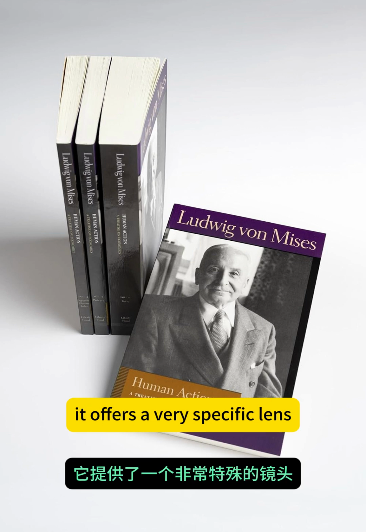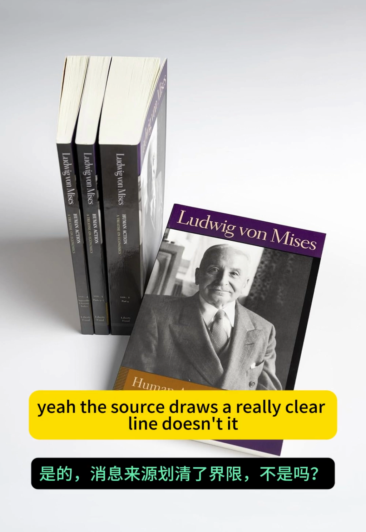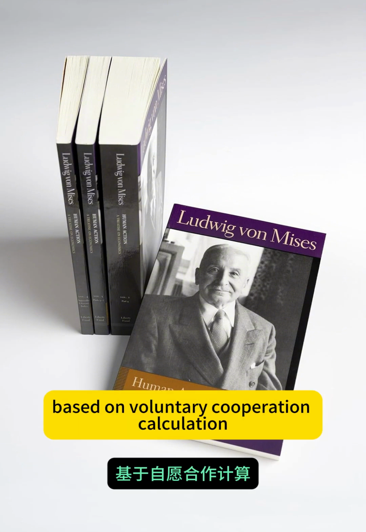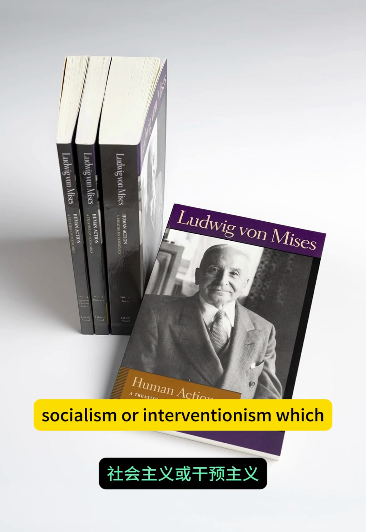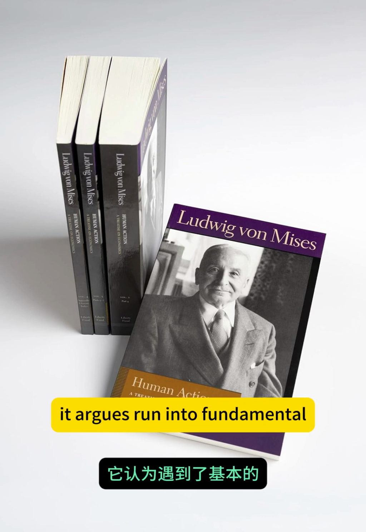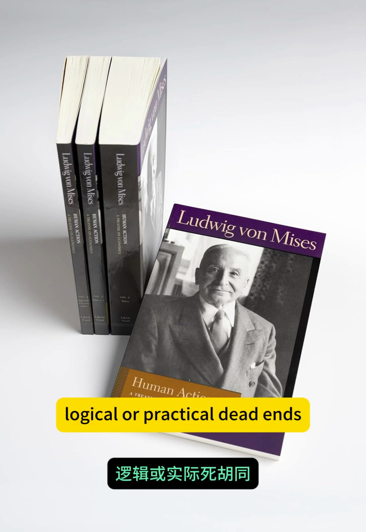It offers a very specific lens for trying to understand our economic world. Yeah, the source draws a really clear line, doesn't it? Between the market order based on voluntary cooperation, calculation, individuals pursuing ends, and these other systems, socialism or interventionism, which it argues run into fundamental logical or practical dead ends.